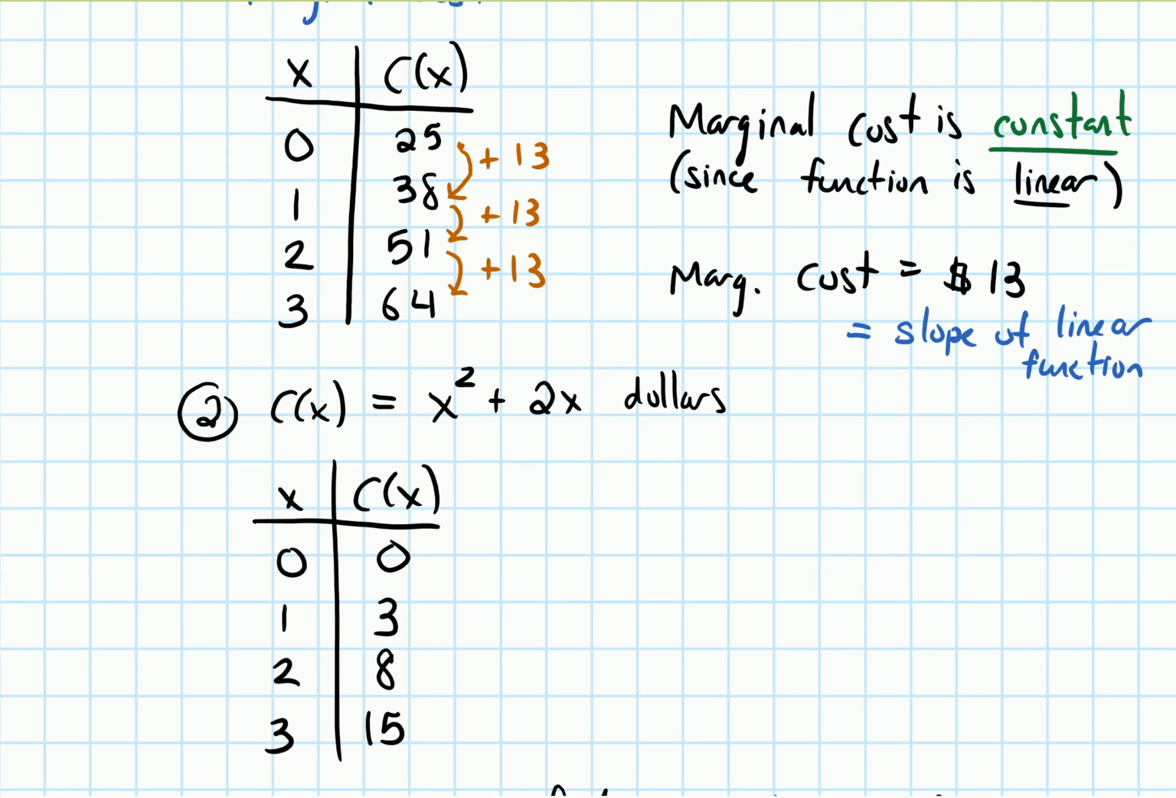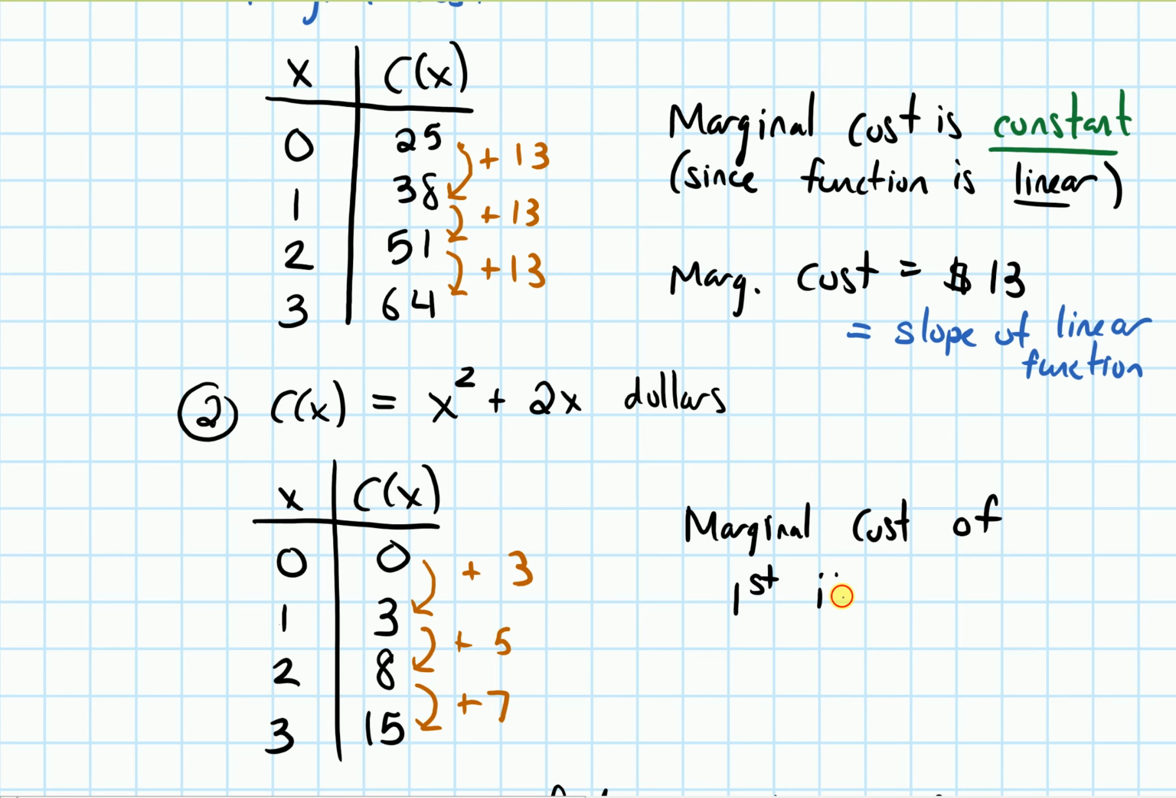Now, if I look at the marginal costs, going from the initial cost of 0 items up to the cost of 1 item, it went up by 3. Then from 3 to 8, it went up by 5. And from 8 to 15, it goes up by 7. So the marginal cost here is not constant. We have to specify it based on how many items we've already sold. The marginal cost of just the first item, starting at 0 items and going up to 1 total item, is $3.